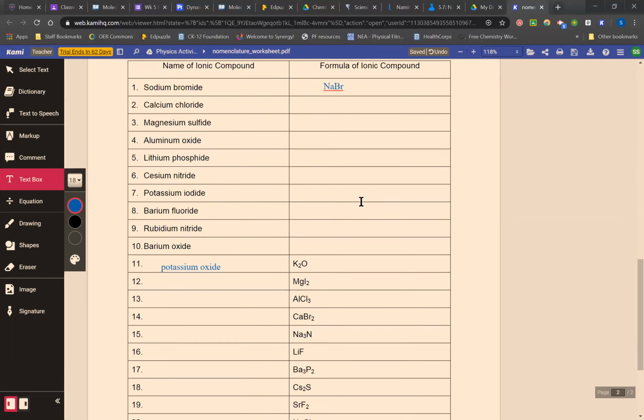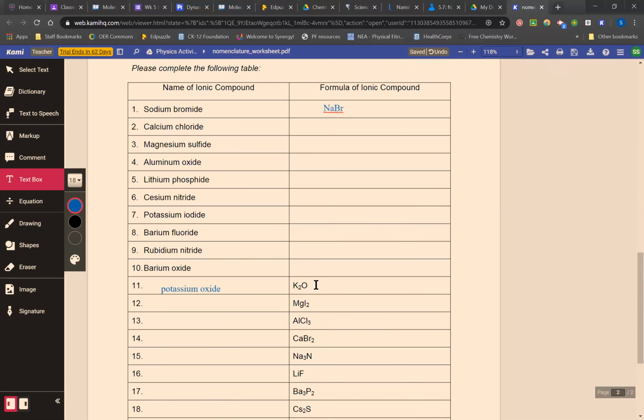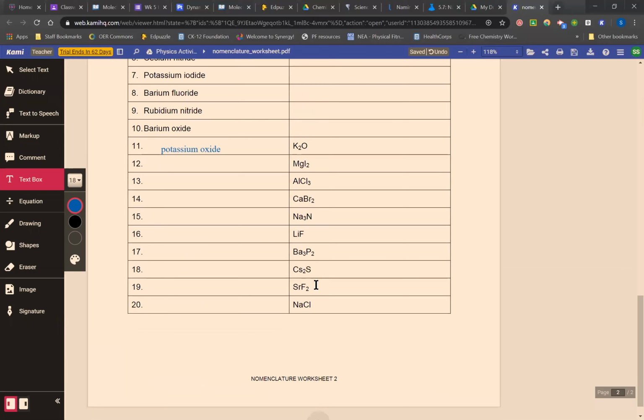All right, so I did one example in each of these. You will go ahead and do the rest, and that's it for today. Tomorrow we'll go a little more into the reactions, and we'll do the covalent naming.